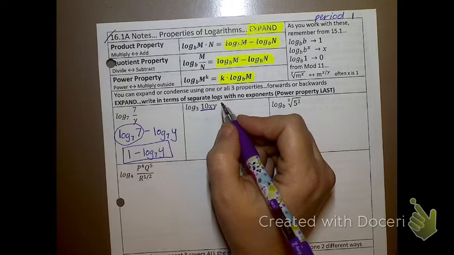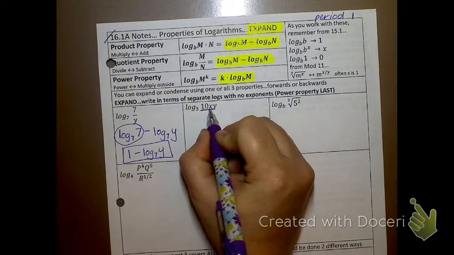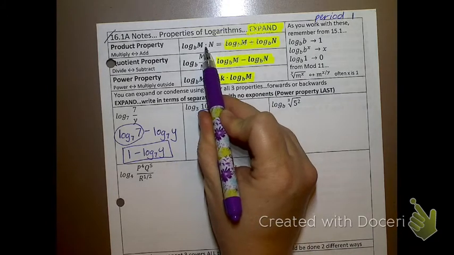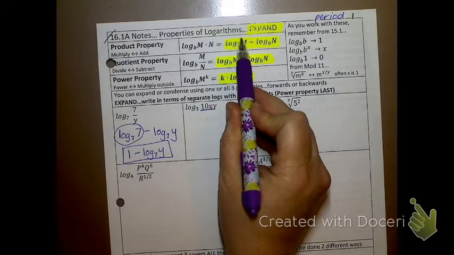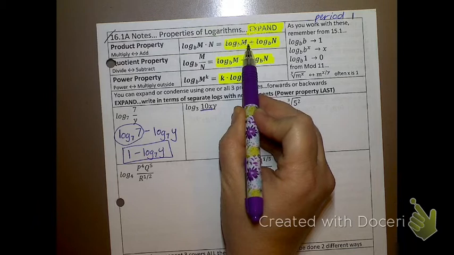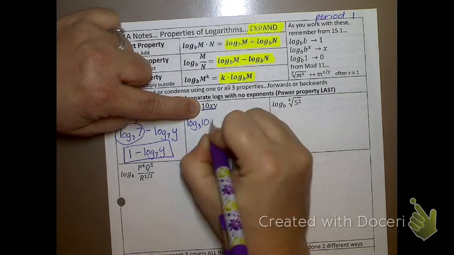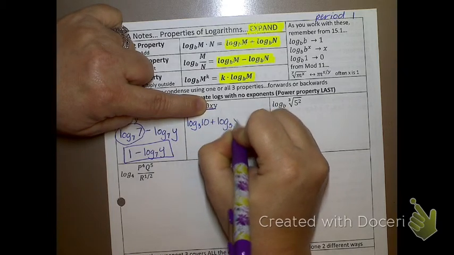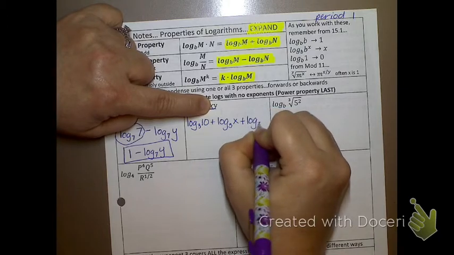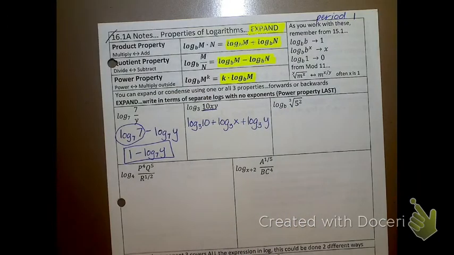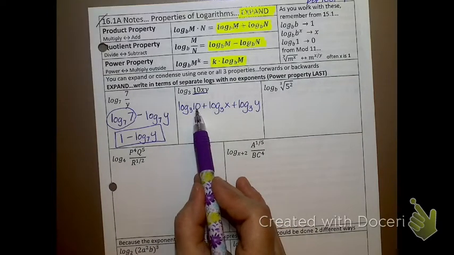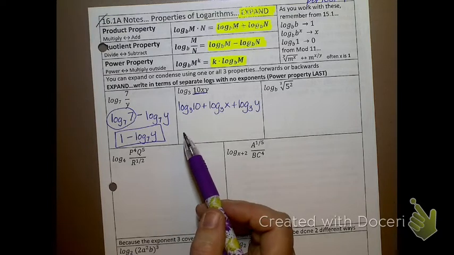Product property, right? I have 10 times x times y. Well, what is times, or multiplication, going to expand to? Addition. So I can call this log base 3 of 10 plus log base 3 of x plus log base 3 of y. What I want to get down to is each log having only one thing going on with its number. I don't want any multiplication or division or exponent or anything going on with that. I want each number or each letter to have its own log with it.